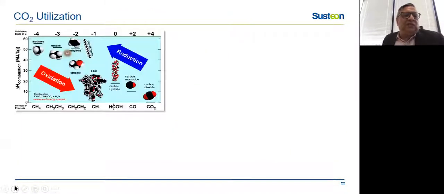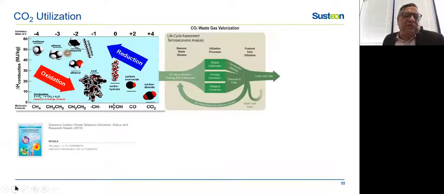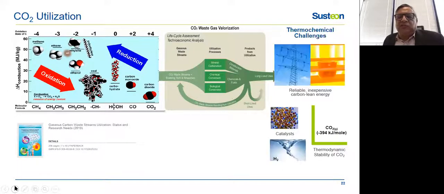And the last thing is CO2 utilization. If you want to do something with CO2, we will need some energy which is carbon free, because CO2 is the most oxidized form of carbon. I was on a National Academies committee a couple of years back, where we looked at how we valorize CO2, and there is an NAS report, which is referenced in the presentation if you're interested. We looked at various pathways and the challenges of utilizing CO2, because it's a very stable molecule. So this identifies all the research needs for CO2 removal and CO2 utilization.